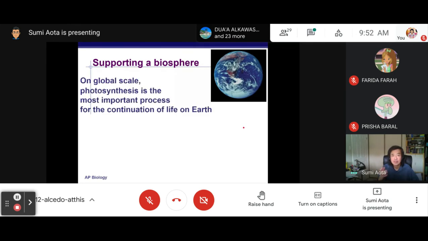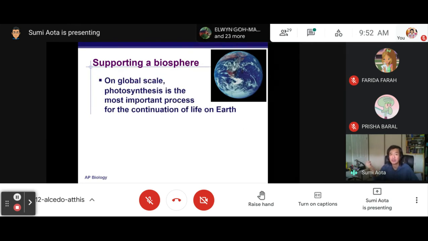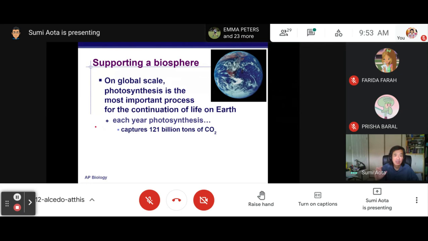So on a global scale, photosynthesis is the most important process for continuation of life on this planet. Every year photosynthesis captures about 121 billion tons of CO2. So if you think about the impact that humans have causing CO2 levels still to go up, we're dumping a huge amount of CO2 into the air. 160 billion tons of carbs are made every year by plants.